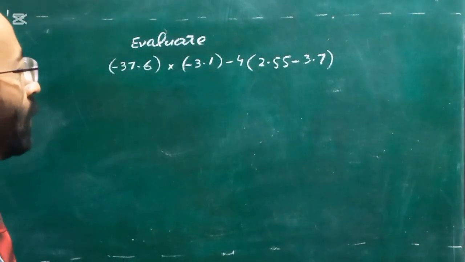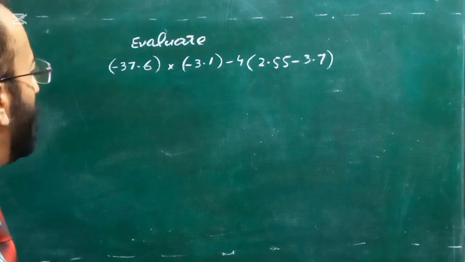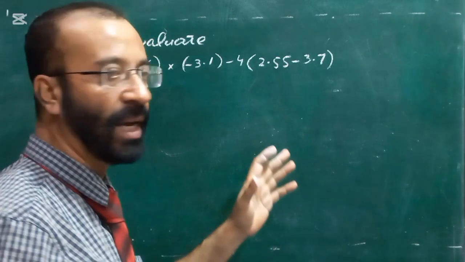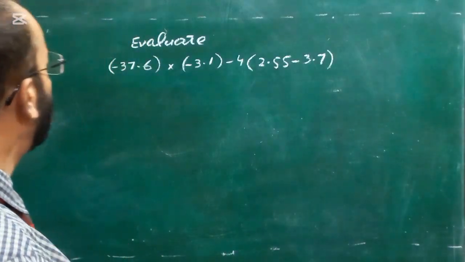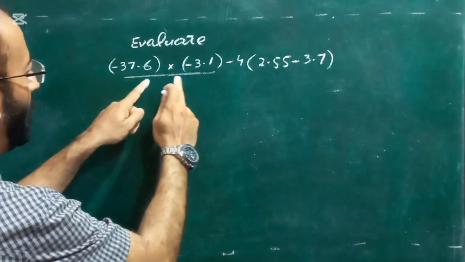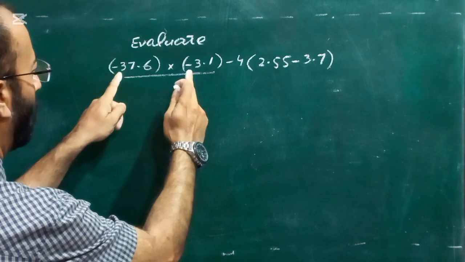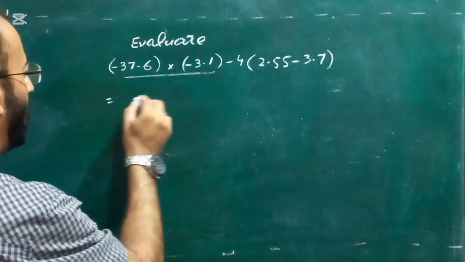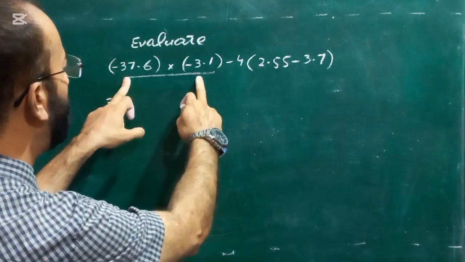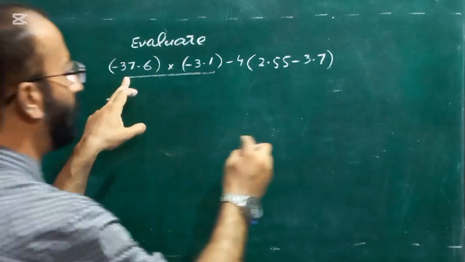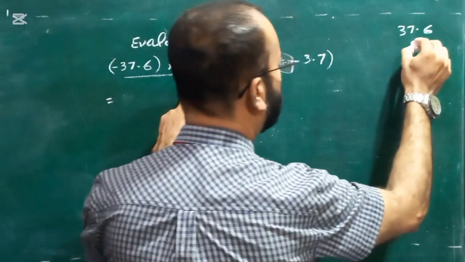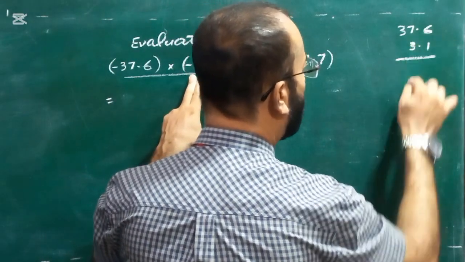Here is another question from this topic. This is somewhat difficult because the concept of multiplication and addition or subtraction of decimal numbers will be applied in the same question. Look, these two values are multiplying with each other: 37.6 multiplied by 3.1, both values are minus. So the answer of this multiplication will be positive, and we do not write positive, so erase it. First these two decimal numbers are going to be multiplied: 37.6 and 3.1. The point will be exactly below the point.